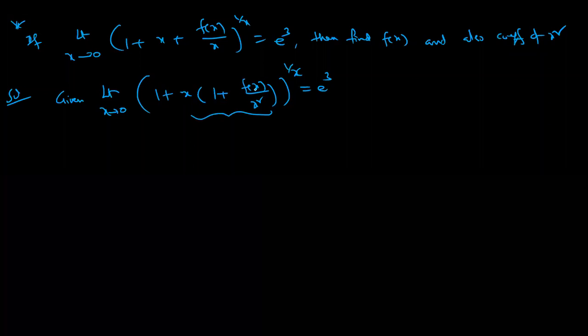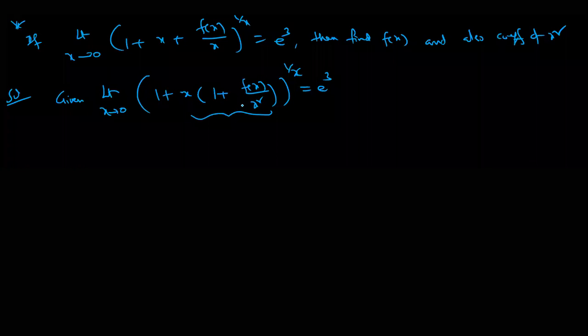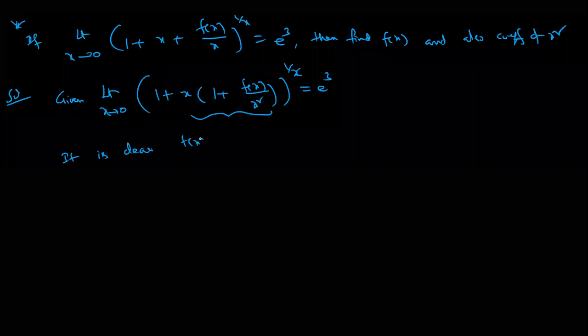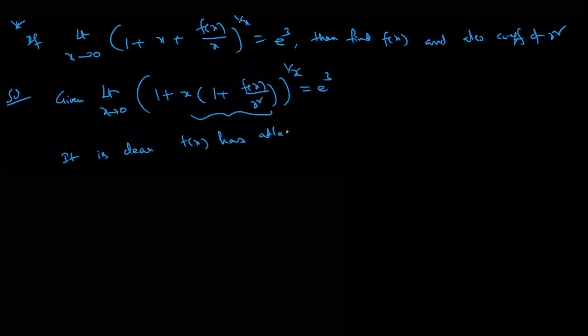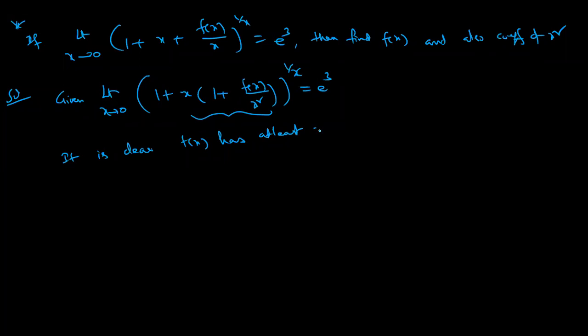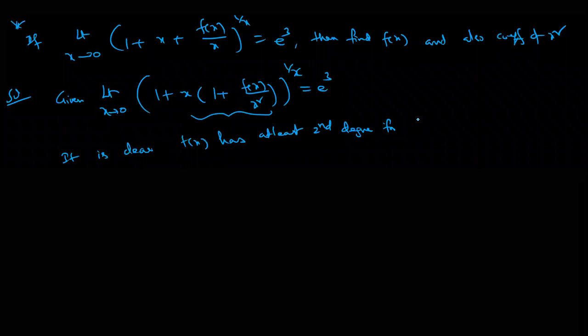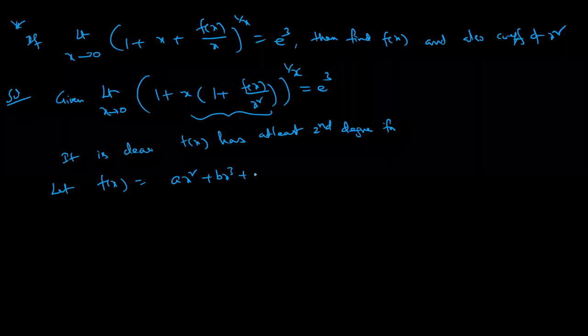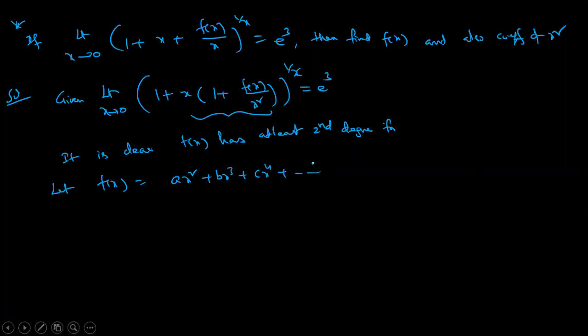So what you are observing, f of x should be divided with x square means what here? It is clear that f of x has at least second degree polynomial. Now what is the result coming? Second degree polynomial is what type of polynomial? Leading coefficient, suppose ax square plus bx cube plus c into x power 4 and so on. What is the magnitude degree? We don't know.